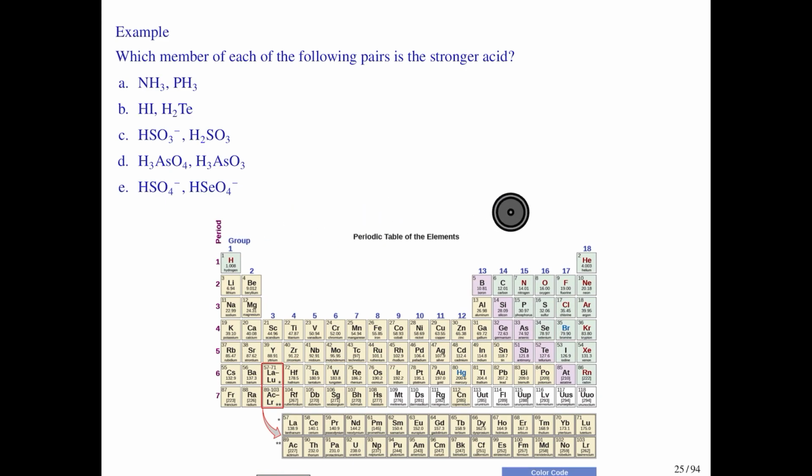We want to use electronegativity and bond polarity. So we want to think about which of these atoms is going to be more electronegative. In fact, it's going to be the sulfur atom that's more electronegative than selenium. Therefore, the hydrogen-oxygen bond in hydrogen sulfate will be more polar, and therefore it will be easier to donate away the proton in the hydrogen sulfate ion. So between the two of them, the stronger one is the hydrogen sulfate.